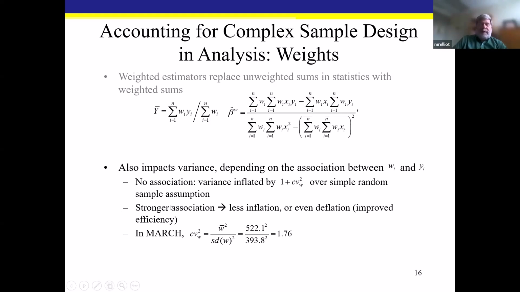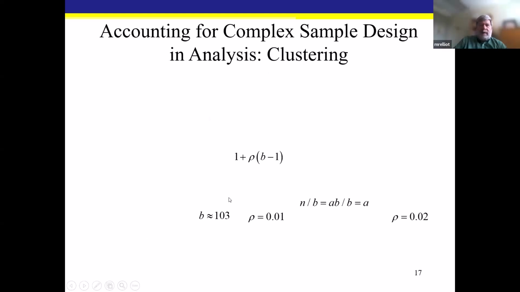You get improved efficiency. In March, this coefficient of variation of the weights, basically defined as the mean of the weights squared divided by their variance, so the square of their standard deviation, is just about 1.76. So in the worst case scenario, you get a reduction of about a factor of 2.7 in terms of the sample size, but again, that's not typically going to be the case.